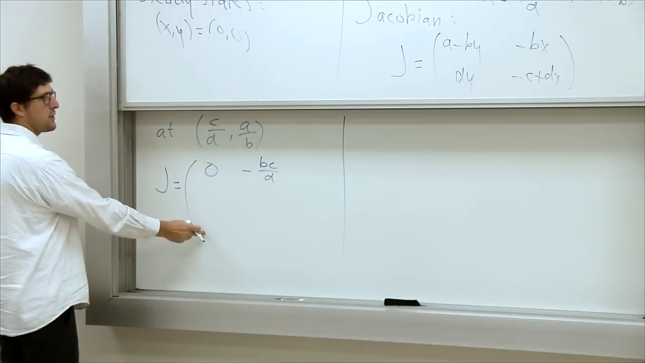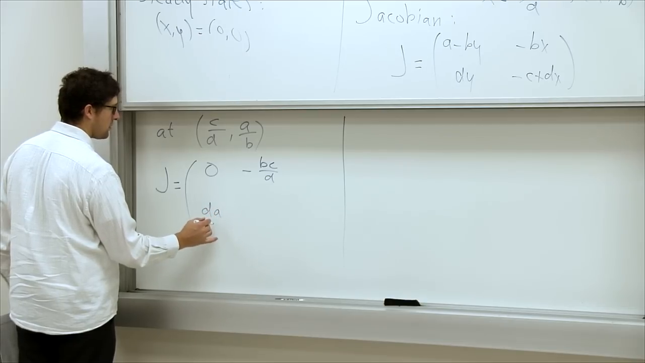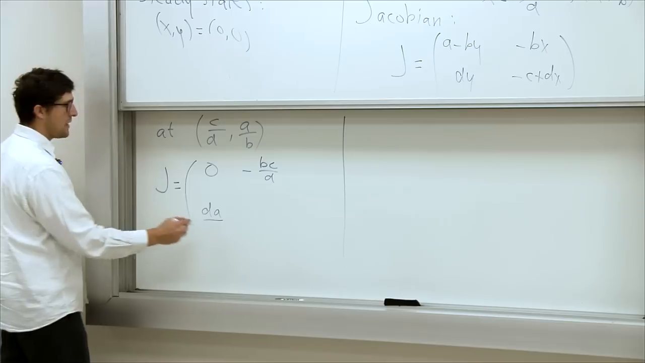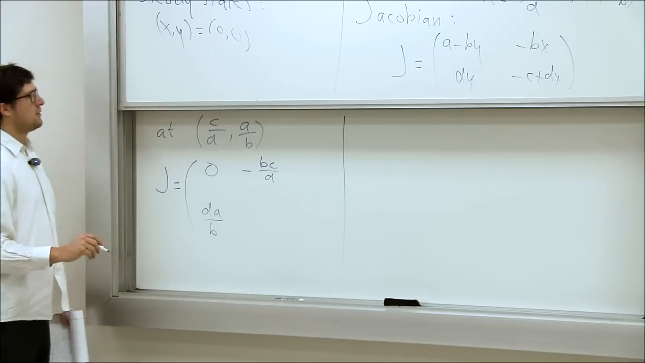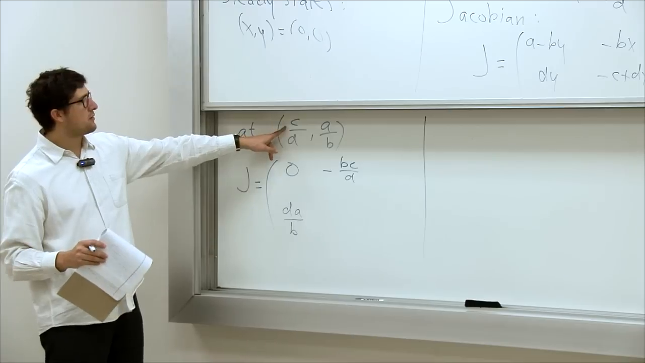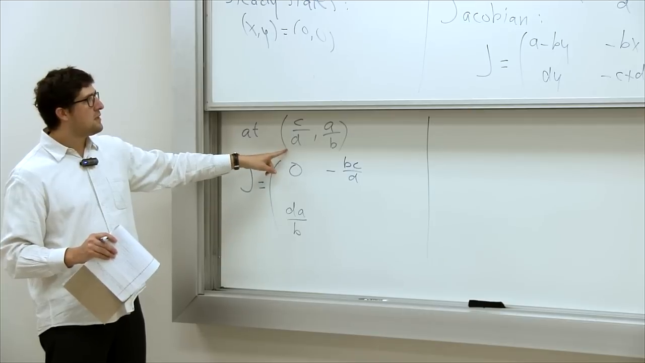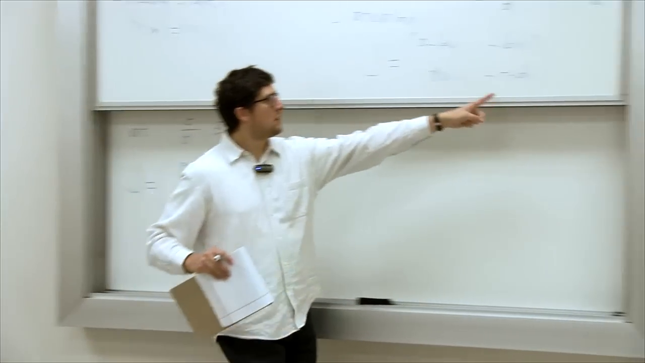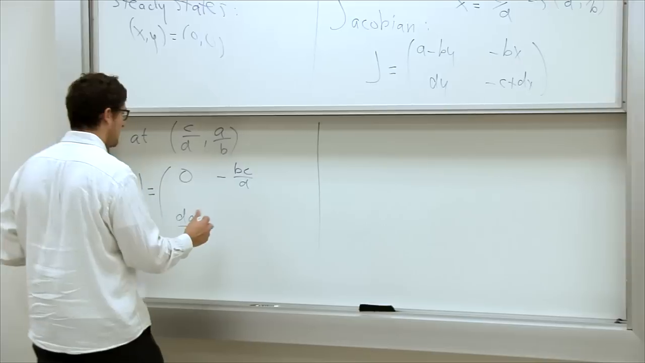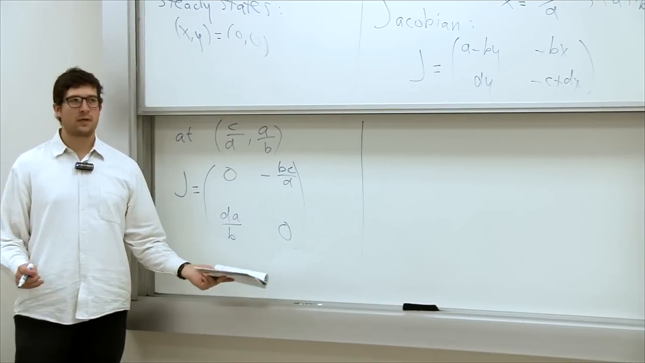Okay, what about over here? Wait, what did you say? AD over B, yes, sure. And then the other one would be 0. It's also 0 because when you plug in C over D over there, the D cancels with the D on top. So you end up with a C, and minus C plus C is 0, right? Great. Also a nice simple matrix, right?